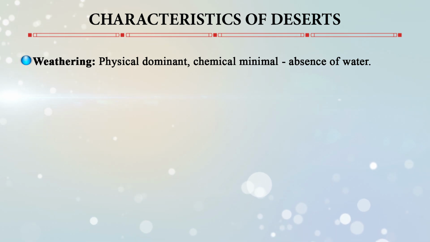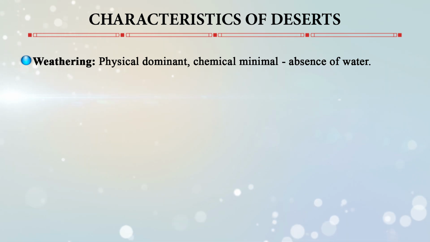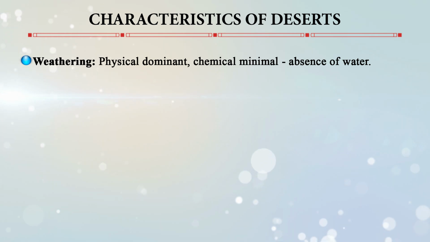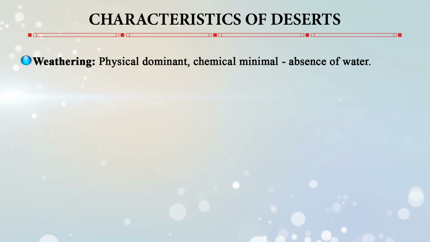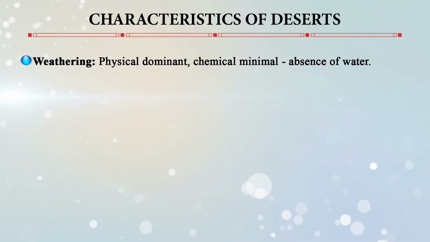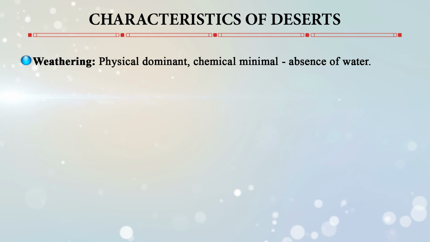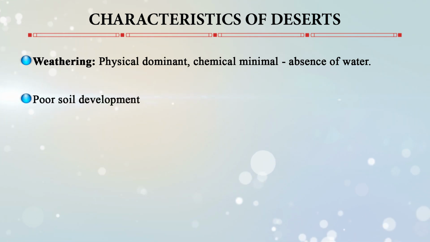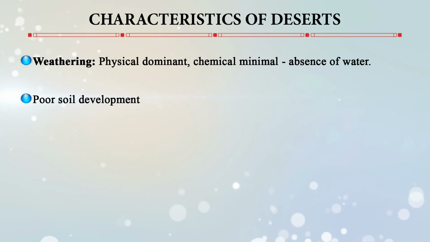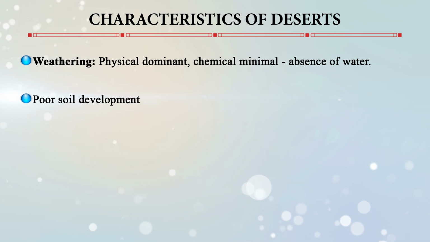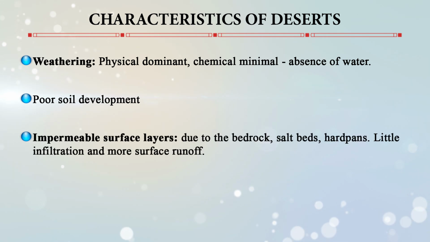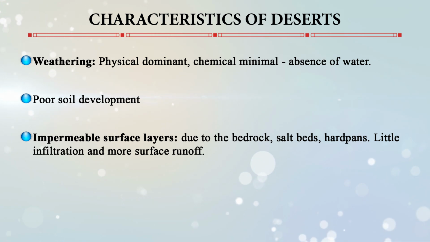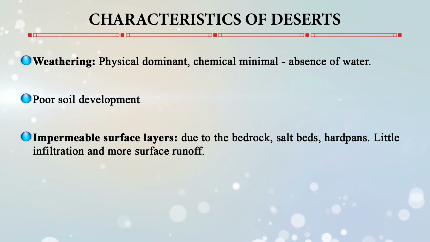Weathering. There are actually three types of weathering: physical, chemical and biological weathering. But in deserts, the physical weathering will be dominant and the chemical is limited to minimal because of the absence of water. Then there is poor soil development. When the soil and everything is dry, naturally the soil development is also very poor, it becomes totally degraded. Then the impermeable surface layers are also an important factor, and that is why it results in problems with agriculture and plant growth.